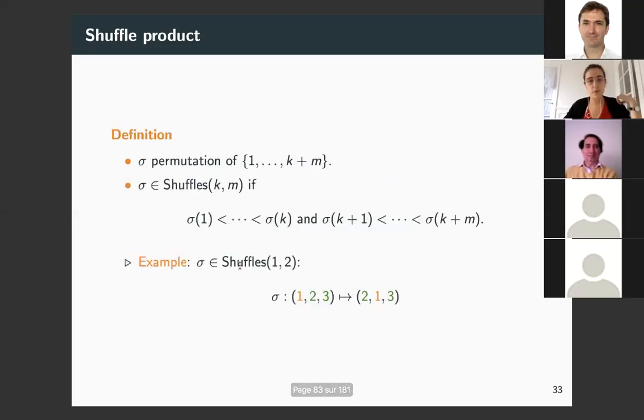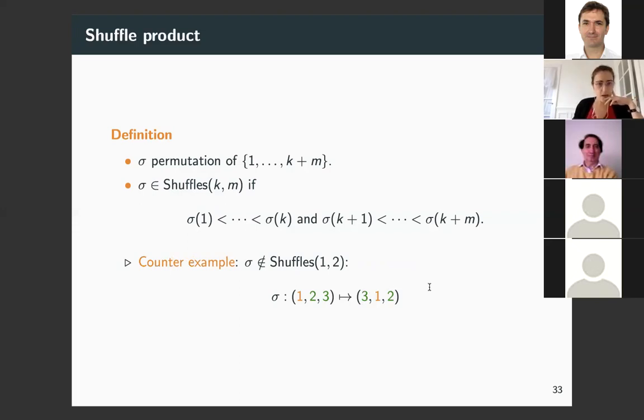So for example, a shuffle of (1, 2). I have 1, 2, 3, and I move the 1 between the 2 and the 3. What's important is that I kept the order on 2 and 3. So sigma here is a (1, 2) shuffle, but sigma here is not a (1, 2) shuffle because I have switched 3 and 2 and I have lost the order here.